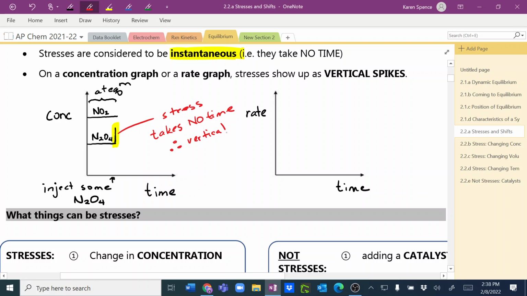Now, if we had rates, what would my rates look like if I were at equilibrium? If I have my forward rate and my reverse rate, they would be on the same line. And if you don't have two different colored pens, my favorite thing is to make one a dashed line and one a solid line, yes? So our forward rate would equal our reverse rate.